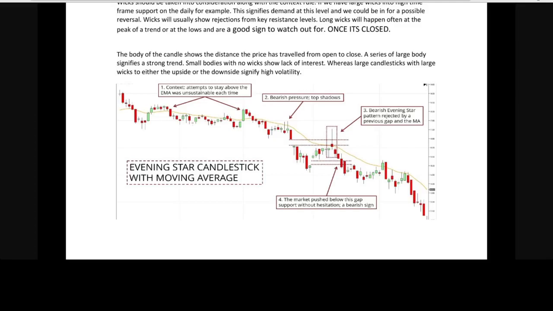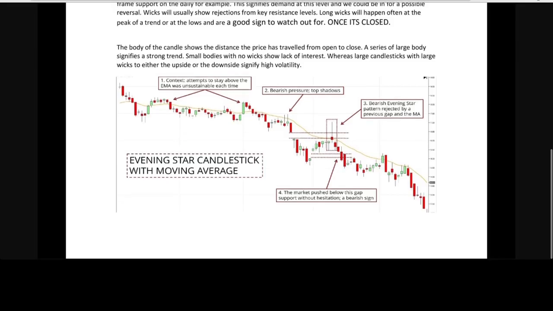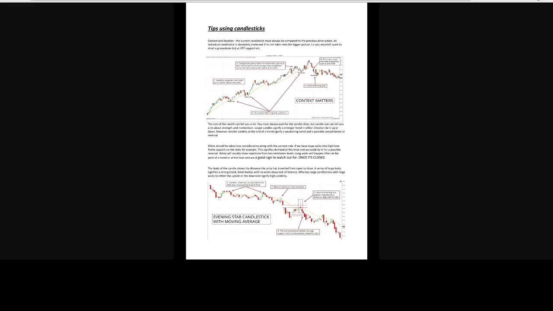Now obviously remember, guys, bullish is good, bearish is bad. We want to buy red, sell green at all times. So these are some of the first tips I wanted to show you guys.